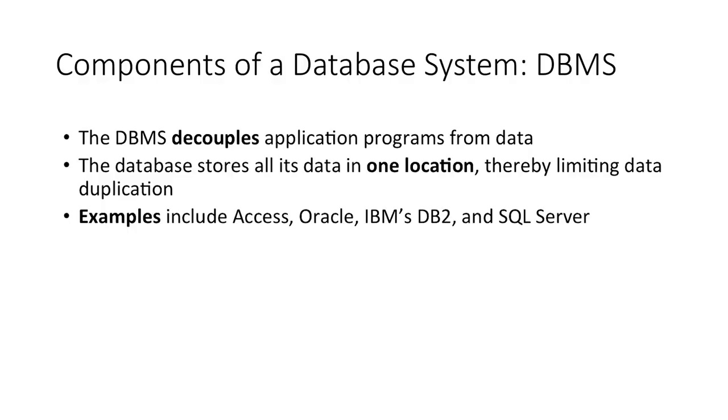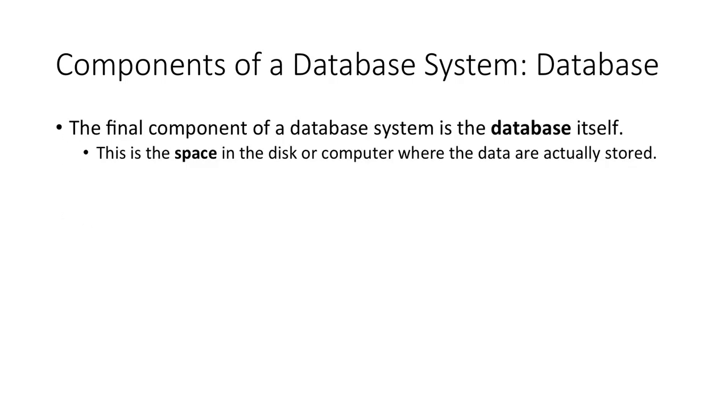The DBMS decouples application programs from data. The databases store all the data in one location and thereby limit data duplication. And examples of DBMS include Access, Oracle, IBM's DB2, and SQL Server. The final component of the database system is the database itself. This is the space in the disk or computer where the data are actually stored.